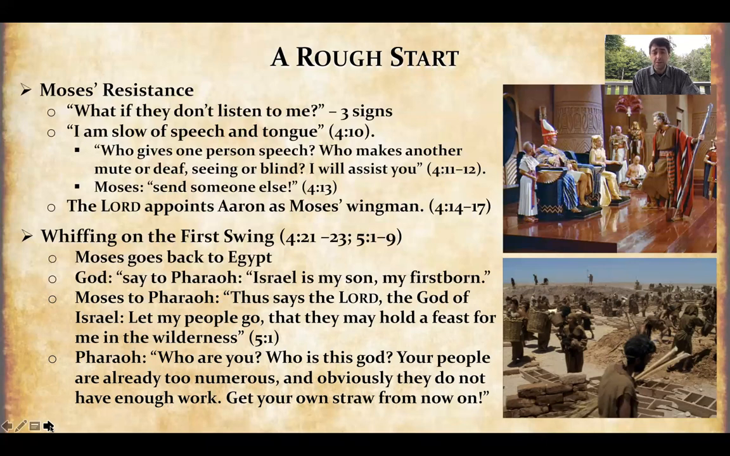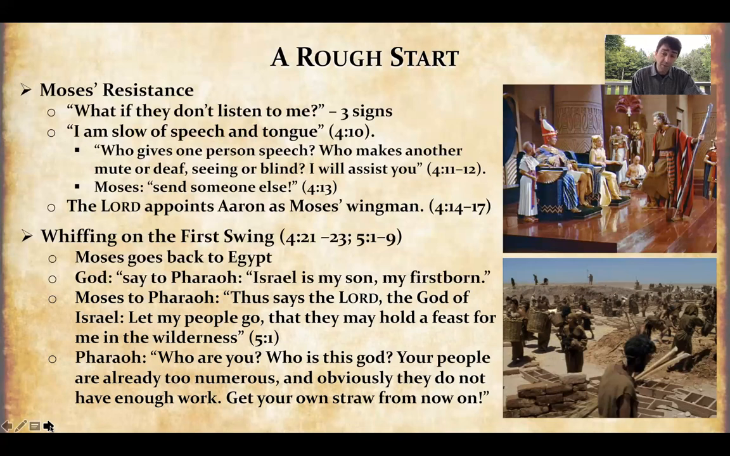Your people are already too numerous, and here you are wanting to give them recreation, chance maybe to reproduce even more. So obviously they just don't have enough work on their hands. Even if they're thinking about doing this sort of thing, they're not beaten down enough. So I'm going to give them more work to do. From now on, you have to get your own straw to make the bricks. I can't go into detail about this part, but they make the bricks from straw and mud.